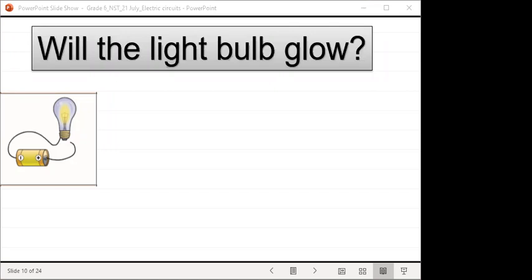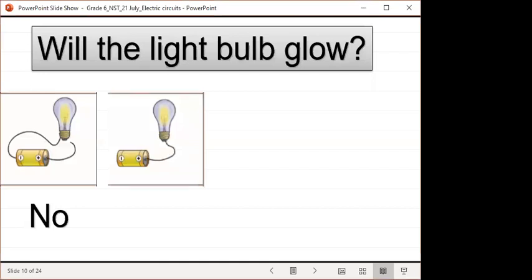Thank you very much. Okay, so guys, remember, we said that our circuit needs to be a closed circuit. If we're talking about a closed circuit, we're talking about everything in the circuit being connected. So in this scenario appearing on screen, this is not a closed circuit and the light bulb will not glow.